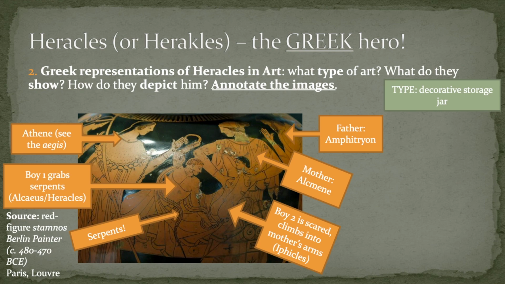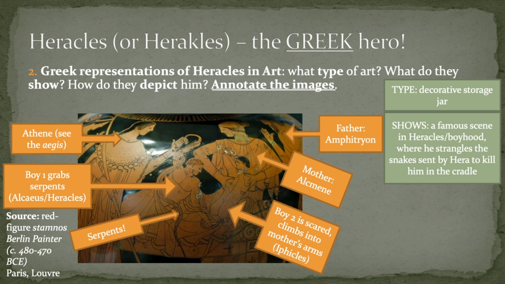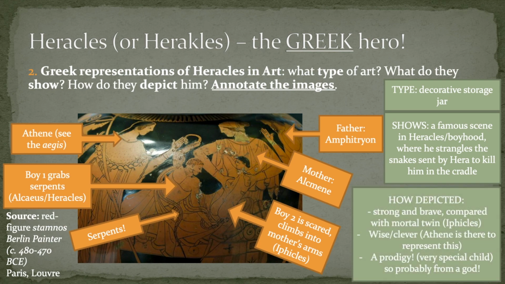What it shows is a famous scene in Heracles' boyhood, where he strangles the snake sent by Hera to kill him in the cradle. And how he's being depicted here, well, again, he is strong and brave, especially compared with his mortal twin, Iphicles, who is basically turning and climbing into his mother's arms. He's also shown as wise and clever. He knows what to do with the snakes.